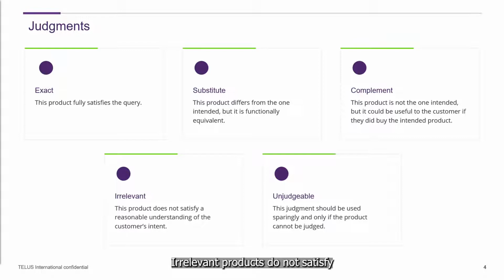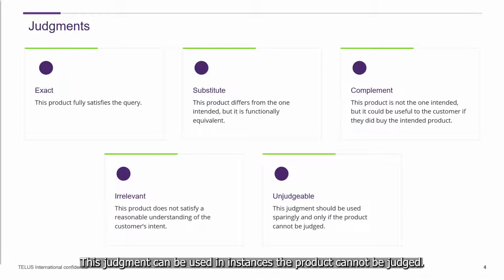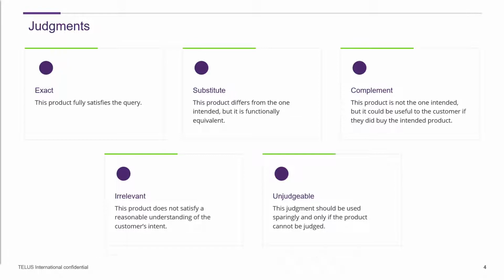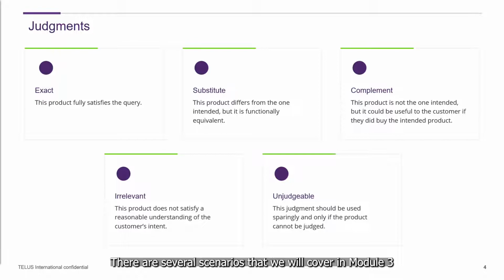Irrelevant products do not satisfy a reasonable understanding of the customer's intent. An irrelevant product could be entirely unrelated, or it could differ by one crucial feature, making it unsuitable for the customer. And finally, unjudgeable. This judgment can be used in instances where the product cannot be judged. There are several scenarios that we will cover in Module 3 where this is appropriate to use.